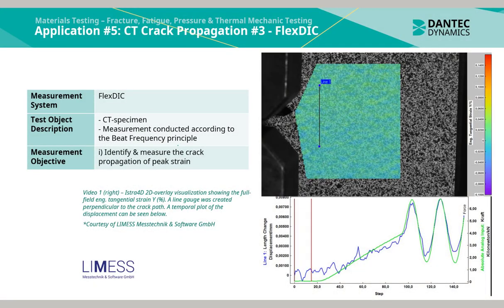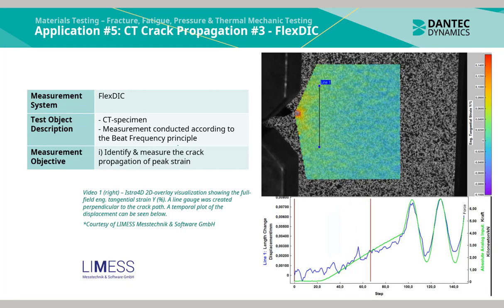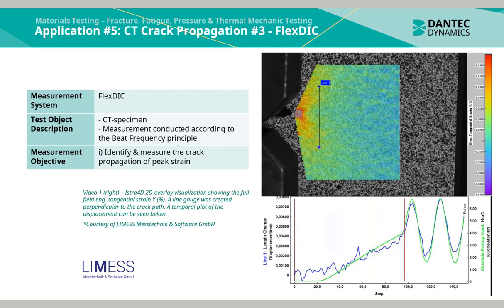Application 5 is a CT crack propagation measured using the FlexDIC system. The CT specimen was conducted according to the beat frequency principle. In video 1 to the right, the ISTA-40 2D overlay visualization can be seen showing the full field engineering tangential strain in Y. A line gauge was created perpendicular to the crack path. A temporal plot of displacement can be seen below.